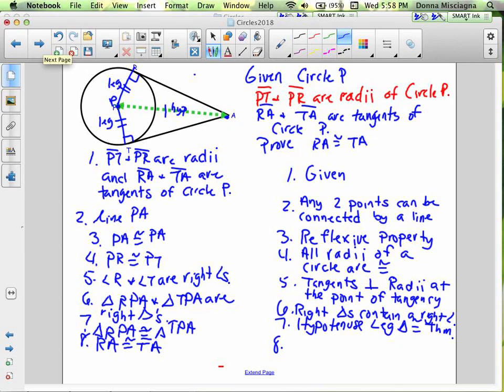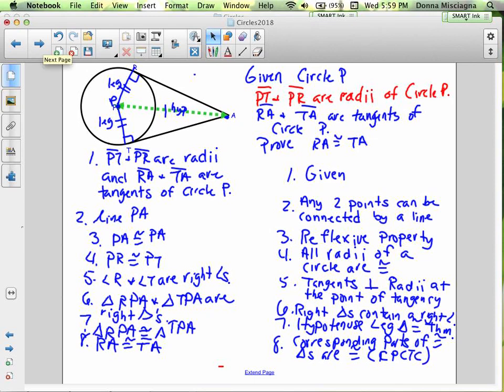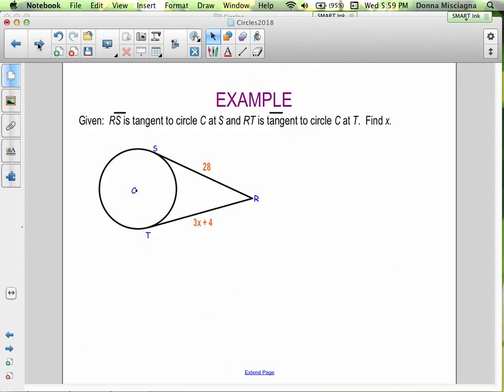And now we know that RA has to be congruent to TA. How do we know that? Because corresponding parts of congruent triangles are congruent, sometimes abbreviated CPCTC. We used a shortcut to prove the triangles congruent, but if the triangles are congruent, it means that all 6 corresponding parts are congruent, not just the 3 that we used. Now that we know for sure that tangent segments that intersect at a point are always congruent, we can solve some problems because we have proved it to be true.